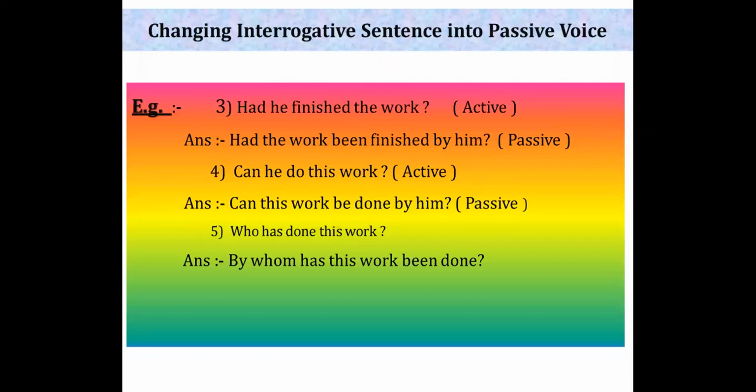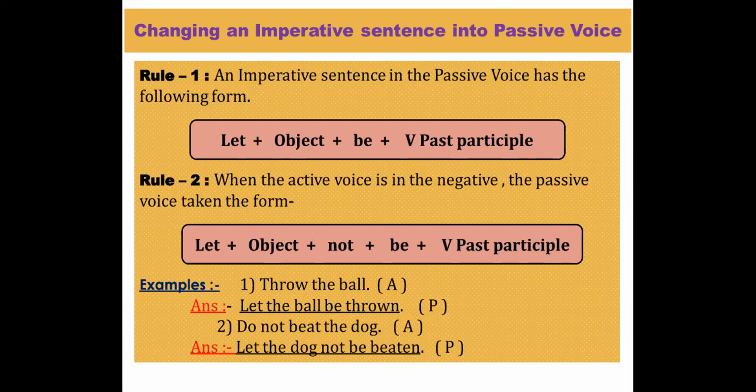Who has done this work? Now see, here the sentence starts from who. So who will be replaced by whom. What do we have to use over here? By whom. By whom has this work been done? Okay, so these are the examples of changing interrogative into passive voice.